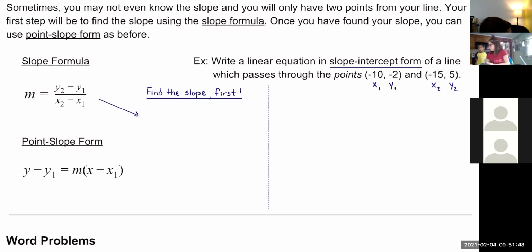So I'm going to have m equals, put my little fraction bar in here, y2, which is 5, minus y1, which is a -2. On the bottom, I'm going to have x2, which is a -15, minus x1, which is a -10. So all I did was match up the pieces with the values that I had already labeled.